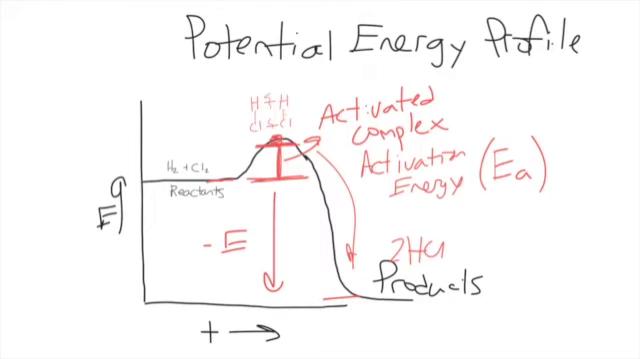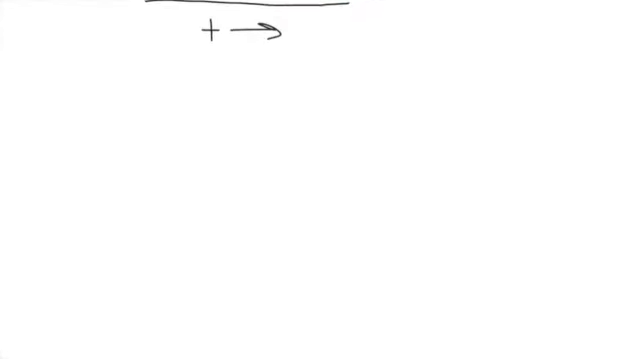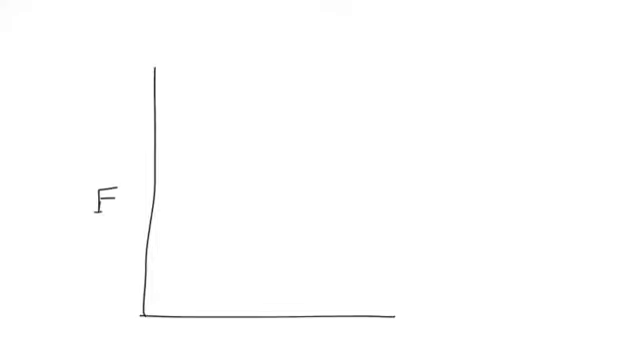Now, I'm going to show you an example of an endothermic potential energy profile of a very common reaction that you're familiar with. The reaction that I'm going to show you is that of decomposition of water. So I'm going to draw the vertical axis. Once again, this is energy. This is time, just progressing at an arbitrary amount.